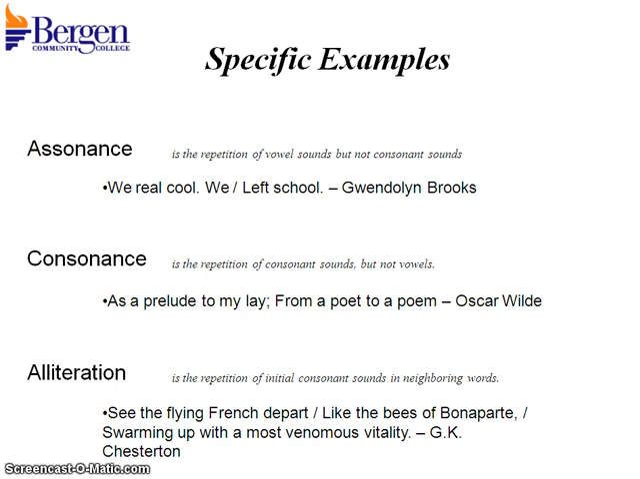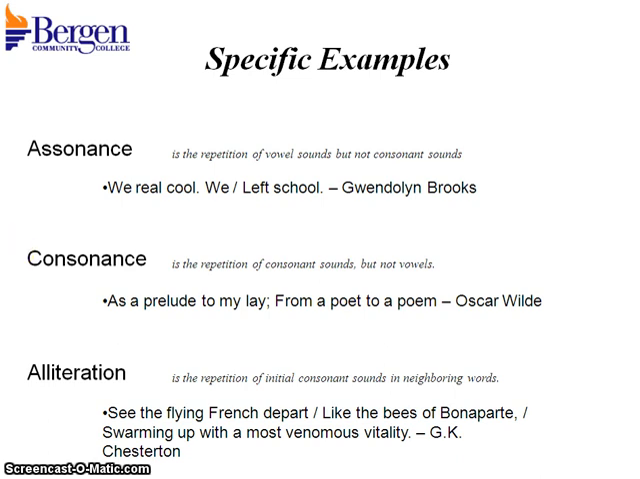Let's look at this. Assonance is the repetition of vowel sounds, but not consonant sounds. So internal rhyme can also be assonance, but again, internal rhyme is just going to be something that's on one line. Assonance can come on different lines. So the repetition of vowel sounds: "We real cool. We left school." So you hear the ooh sound.